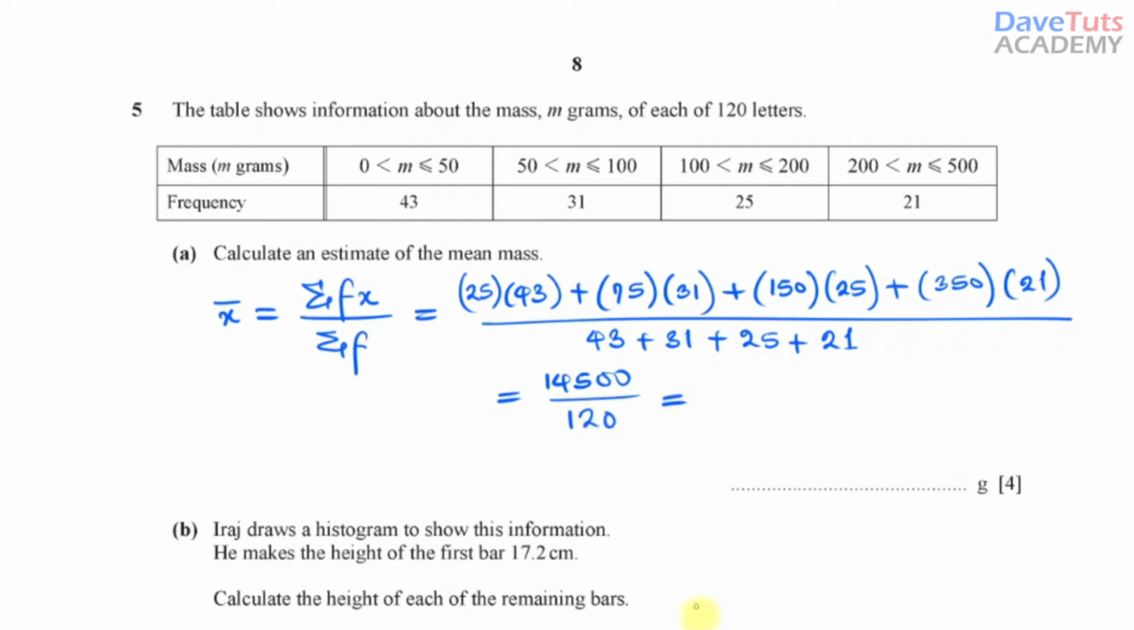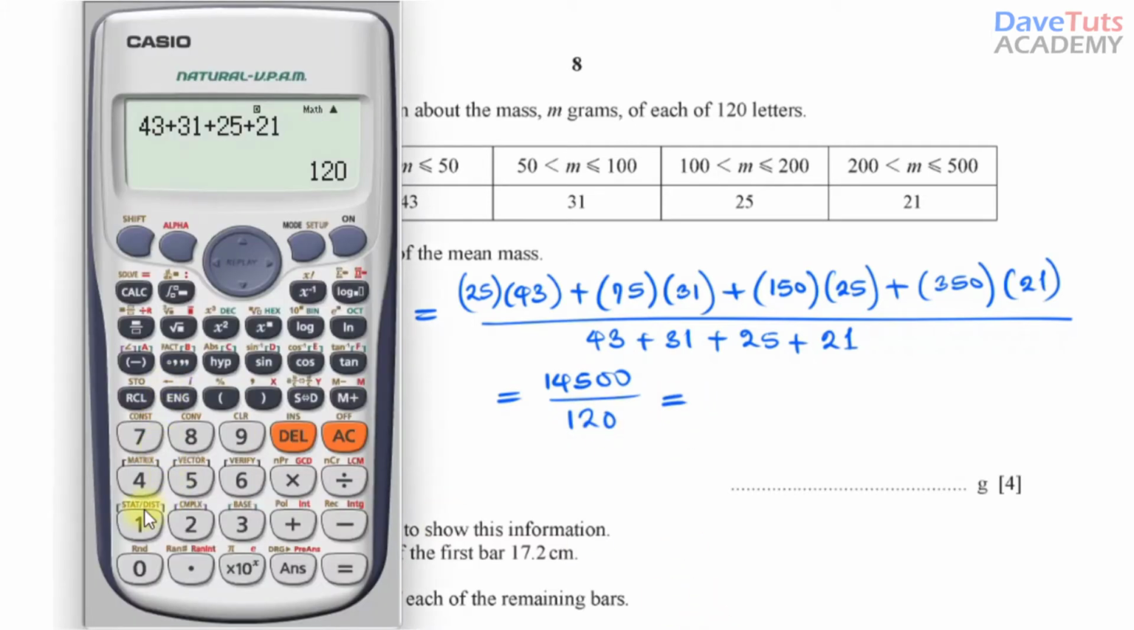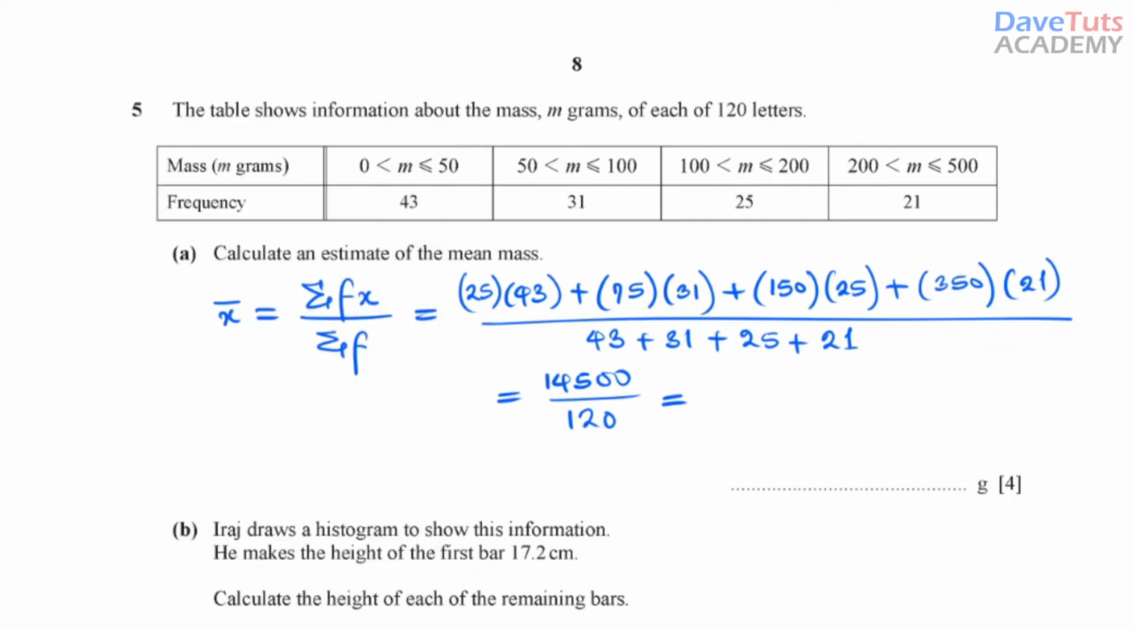So our estimate of the mean will be 14500 divided by 120. Okay, so this is 120.8333. So you can just say this is 120.833. We can put that as our answer as 120.8 grams.